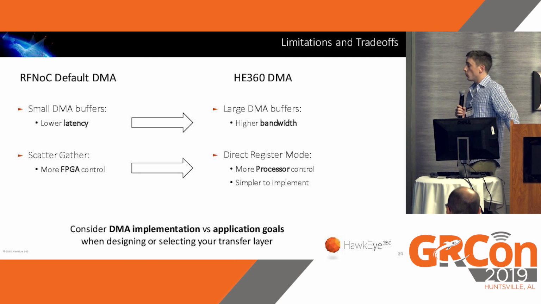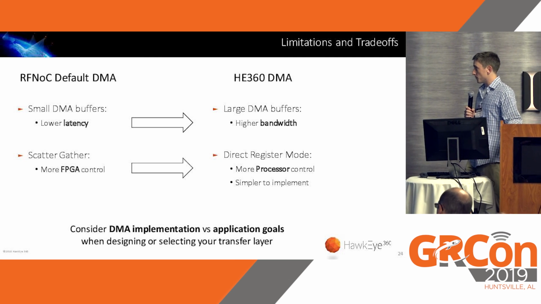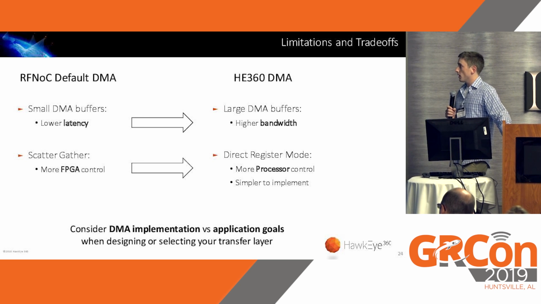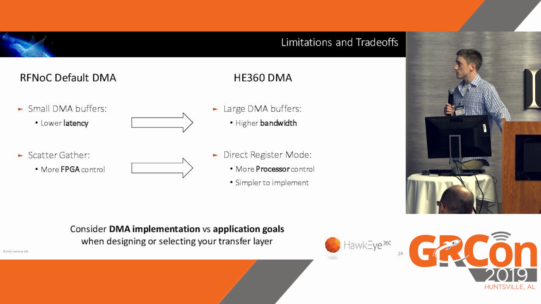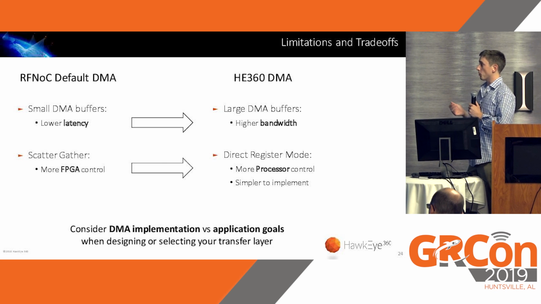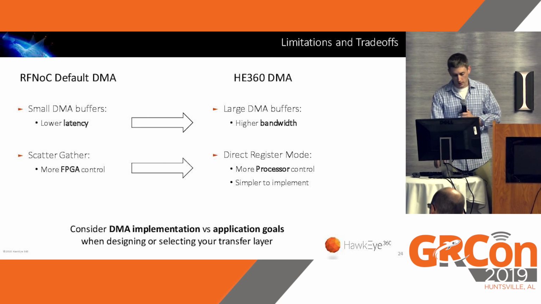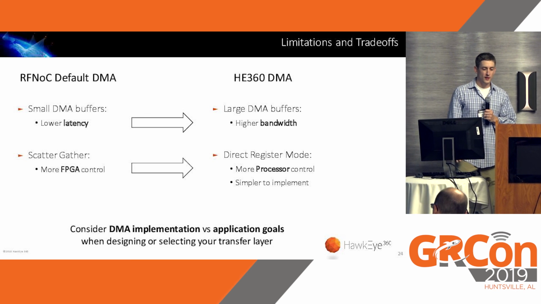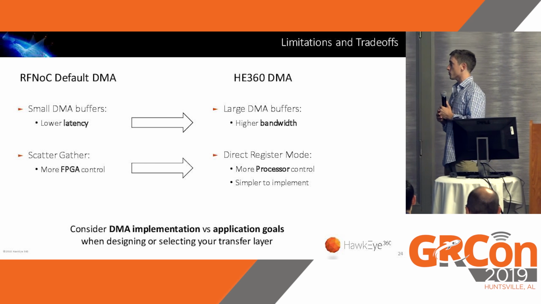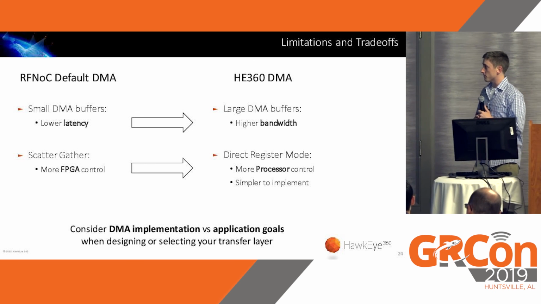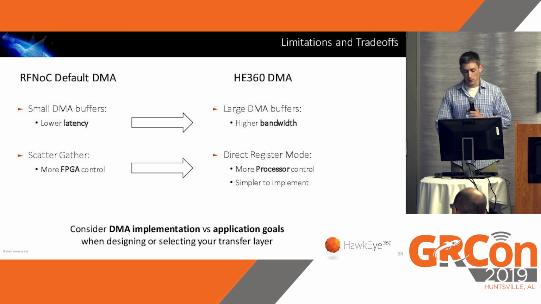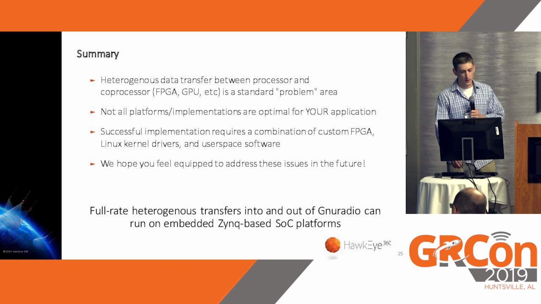For our application, we want to be able to record the full rate, and so we implemented larger DMA buffers. We don't use the scatter gather. We just use the direct register mode for simplicity, and we work up to the full bandwidth. So the key takeaway here is that I hesitate to say a better or worse result, because they both have their place. So let's consider the actual implementation versus the goals of your application when we're creating this layer.